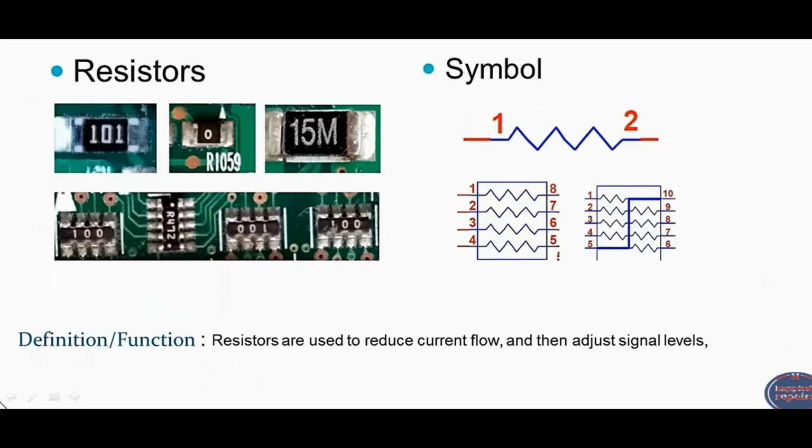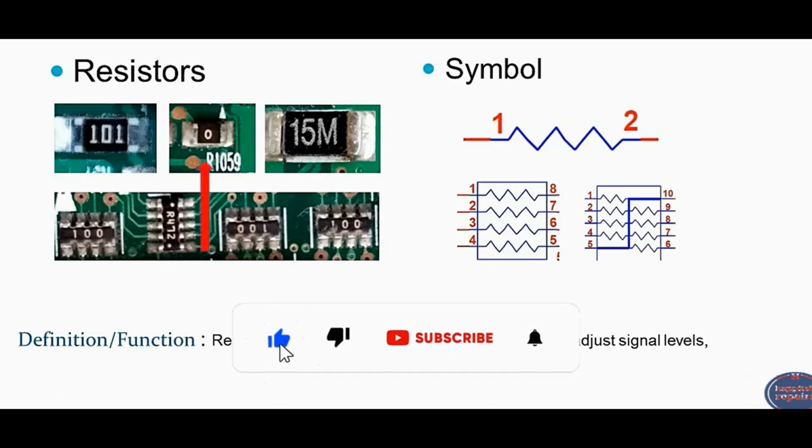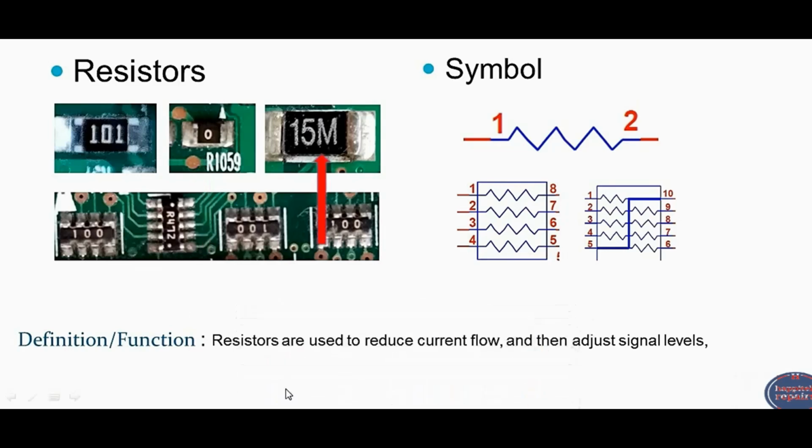So the next component is resistors. Of course, we find resistors in an electronic board. As a definition, resistors are used to reduce current flow and adjust the signal levels. Here we have some resistor pictures. Here we have 101, which means this is a resistor with 100 ohms. Always the third number is the multiplier. Here we have a fuse resistor, with 0. Here we have another resistor, 15 ohm.